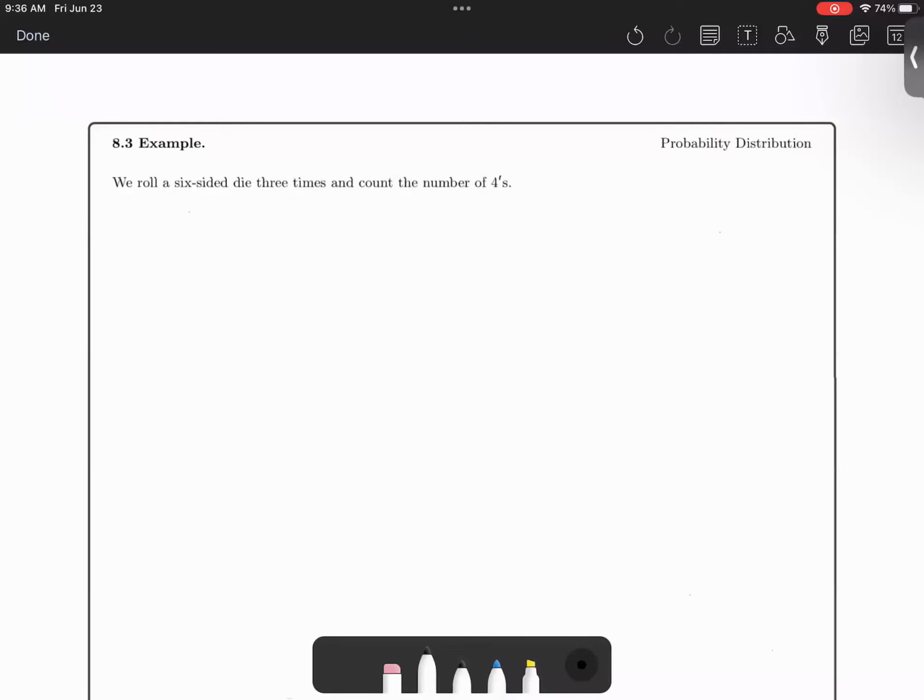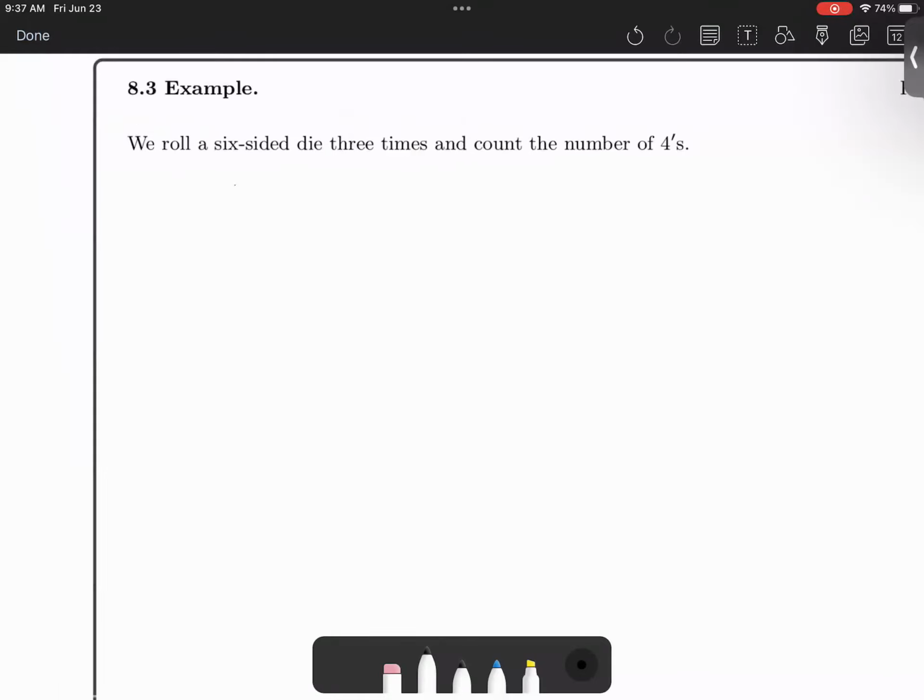Let's work on this probability distribution. We roll a six-sided die 3 times and we count the number of 4s. We're going to later identify this as a binomial distribution, but at this moment, I just want us to view this through the lens of we have to find our events and then we have to find their probabilities. We're not going to give ourselves the binomial equation just yet.